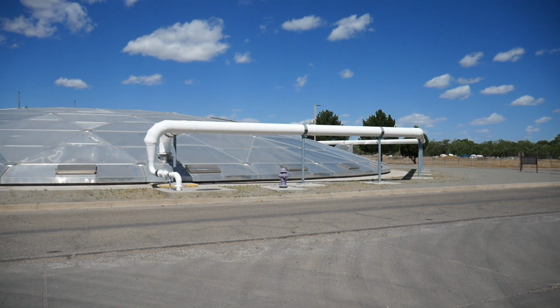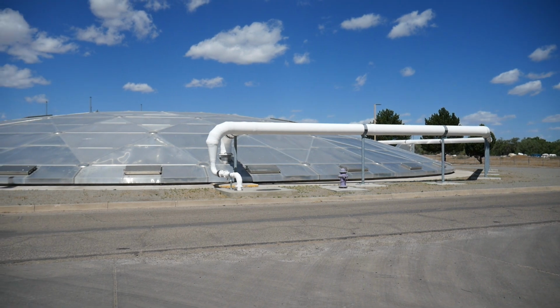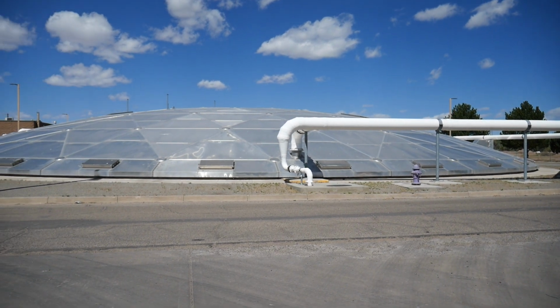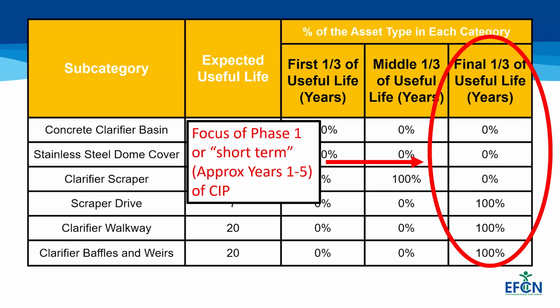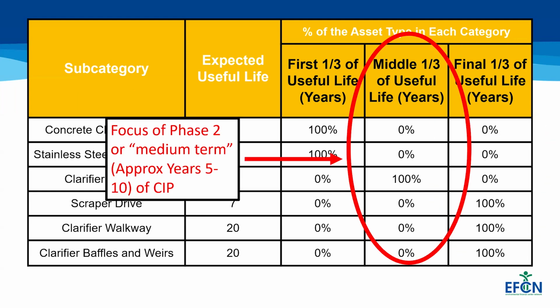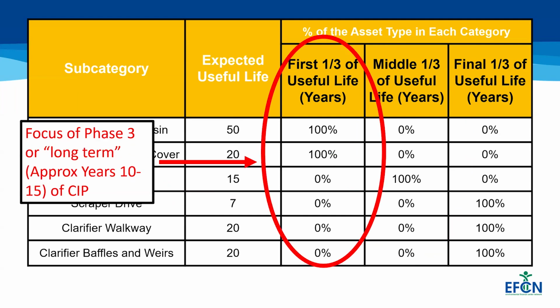This means the walkways, baffles, and weirs are all the original parts and in the last third of their life. So using the same method, based on which third of their useful life each asset is in, we would put the walkway, baffles, and weirs in phase 1, the scraper in phase 2, and the clarifier basin and cover in phase 3. Now, these are just two strategies for prioritizing our projects.